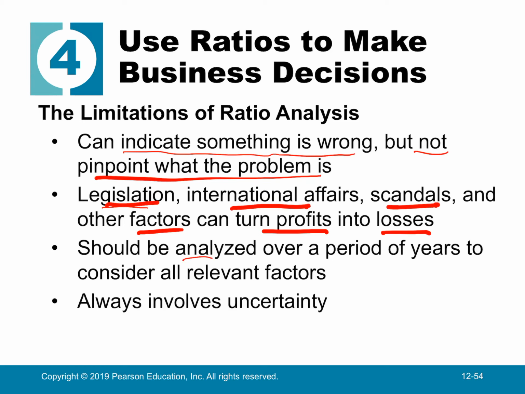It's important to analyze ratios over periods of years so that you can consider all the relevant factors. For example, a store like Best Buy, when do you think they have most of their sales? When do they sell the most? When is their revenue the highest? Around Christmas season, right? So you need to compare stores like Best Buy over years so that you don't only look at periods that are really good or really bad. And there's always going to be uncertainty involved here. So there is no sure thing when you do ratio analysis and make decisions based on it.